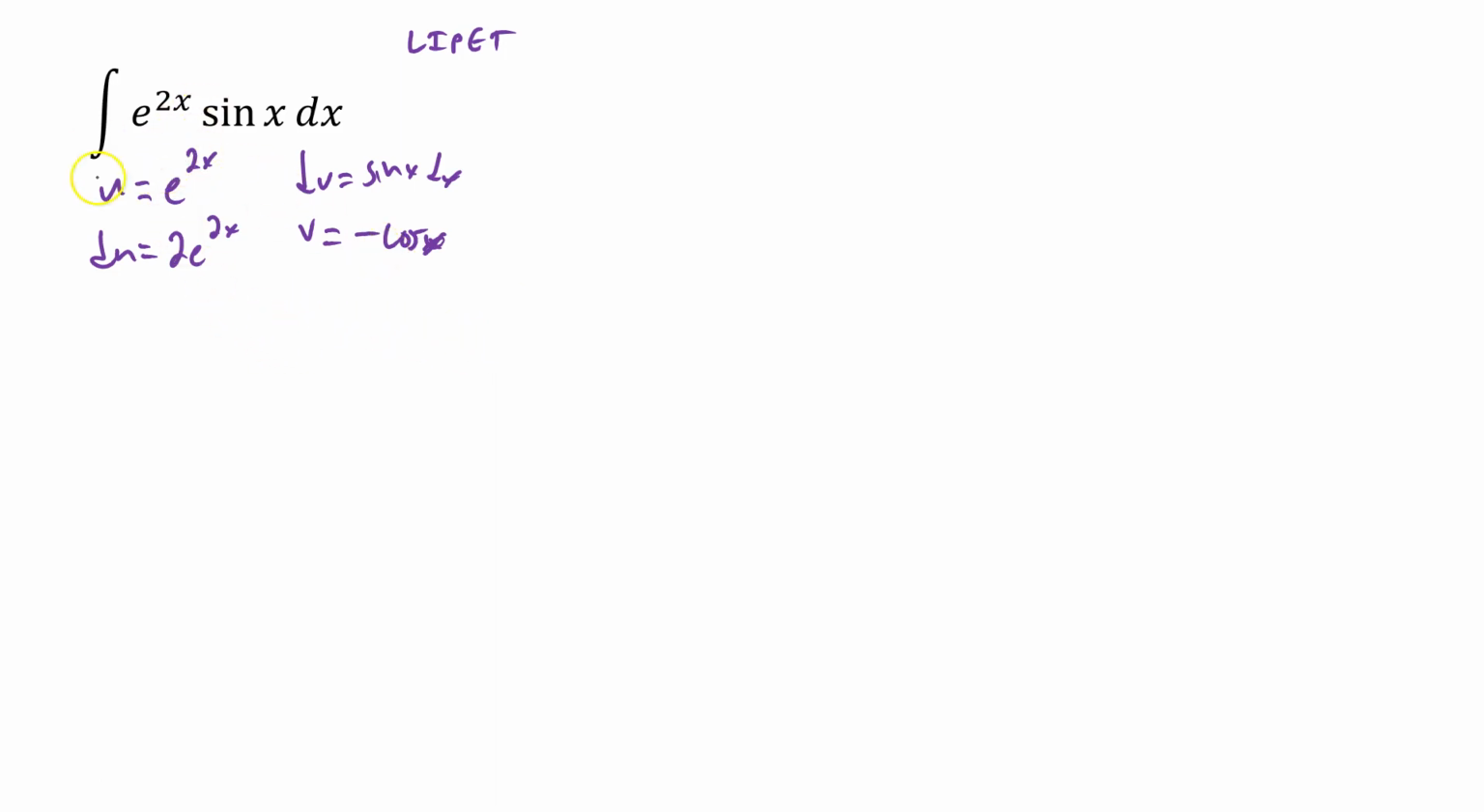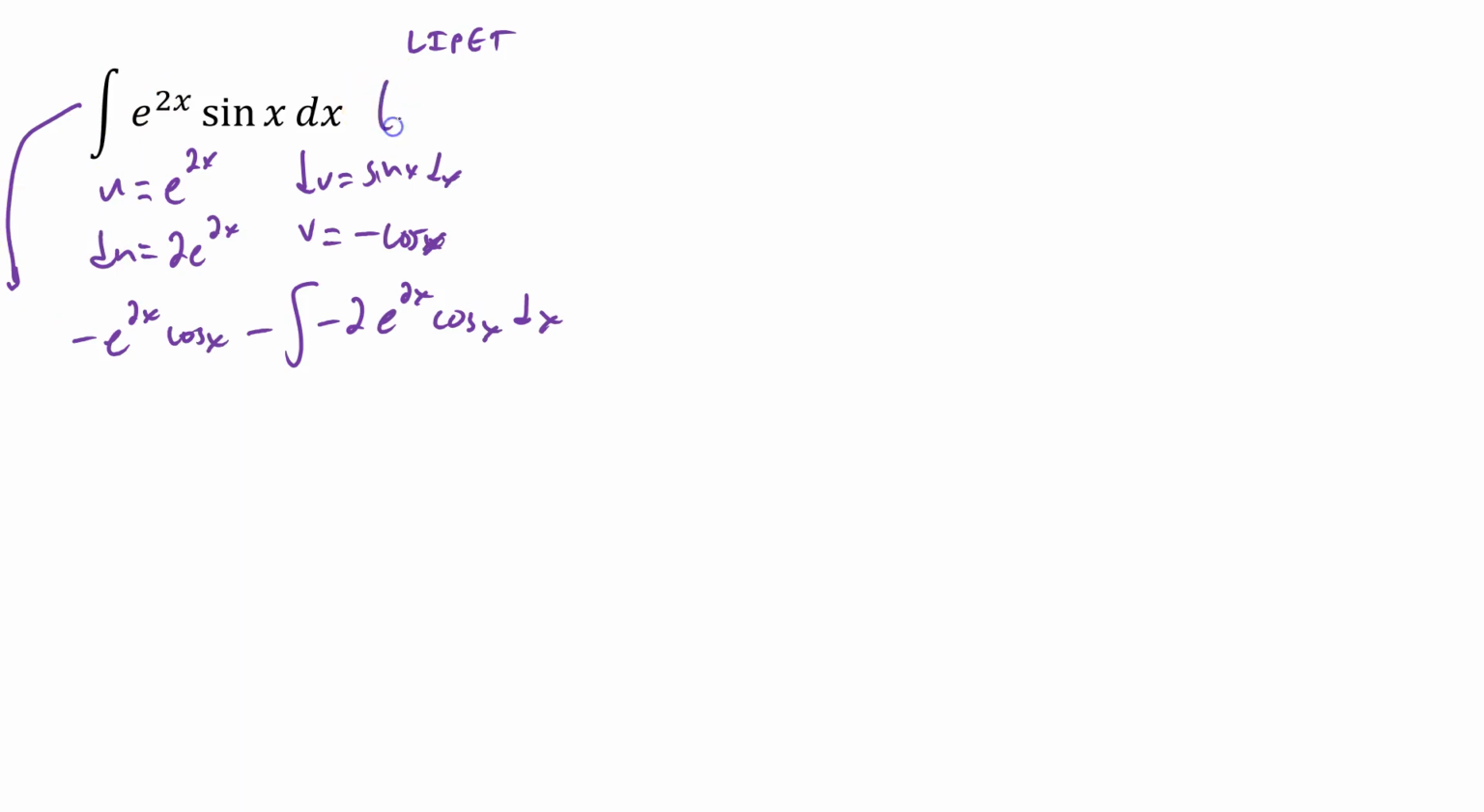Okay, so uv is going to be negative e to the 2x cosine x minus the integral of v du. So negative cosine x times 2e to the 2x, so negative 2e to the 2x cosine x, v du, there we go, and that's dx. So what I'm going to do now is that this is equal to this, right? That is what integration by parts tells us, that these are equal.